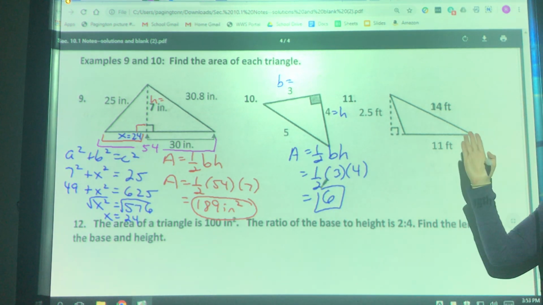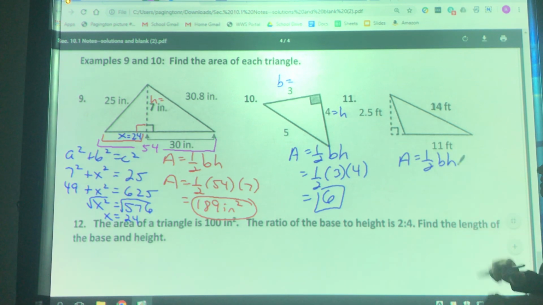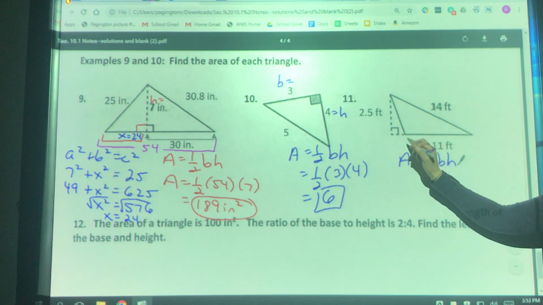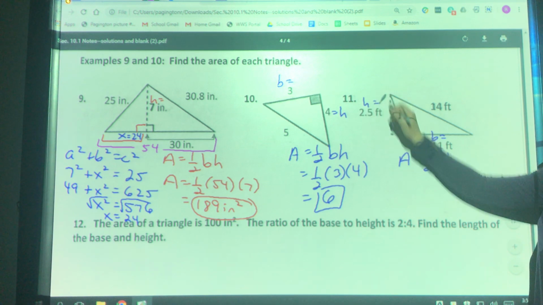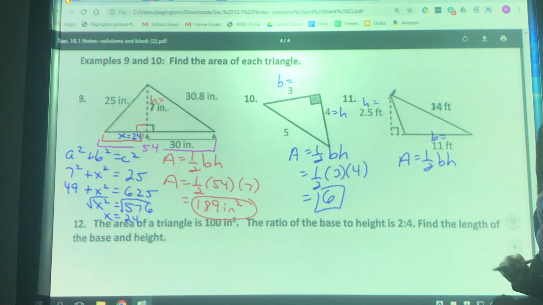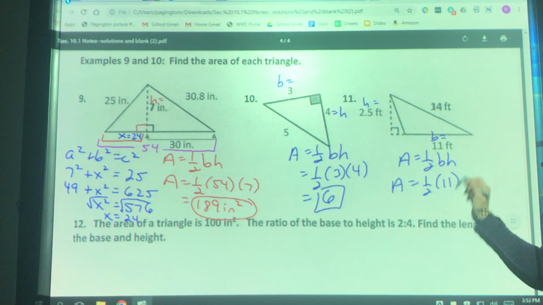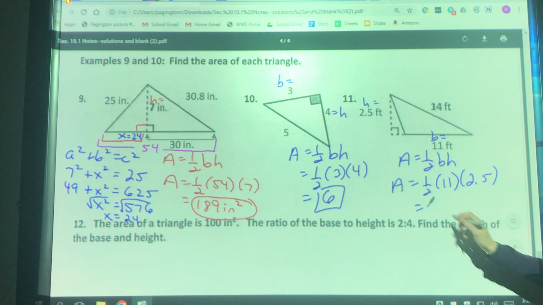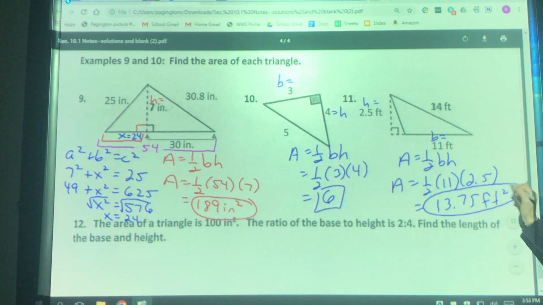All right, again, triangle, so area equals 1/2 base times height. And then again, just make sure you're careful picking the base and the height. In this case, here's my base, which is 11, and here's my height, which is 2.5, that's forming a right angle at the base. So I get area equals 1/2 times 11 times 2.5, and once I get that plugged in, I get 13.75 feet squared. Make sure you remember your units are going to be squared for area.